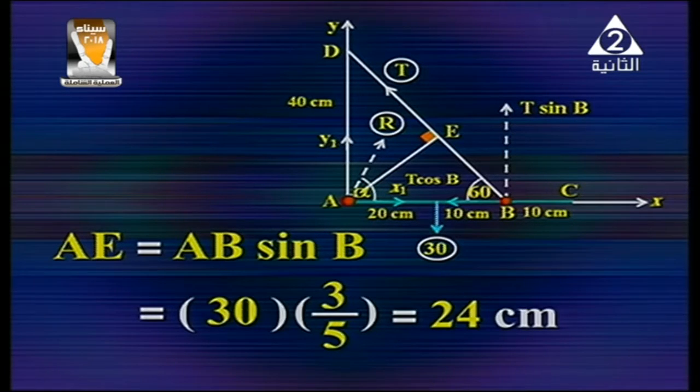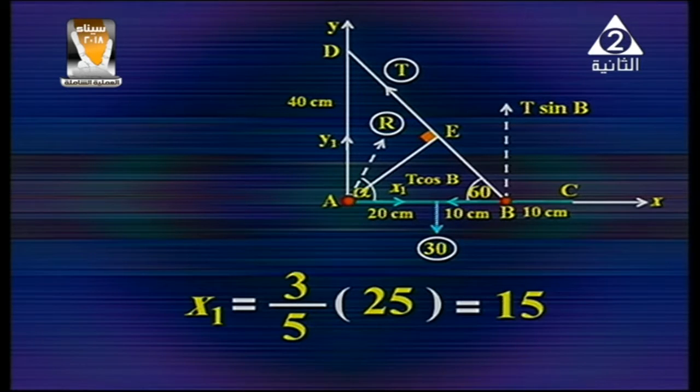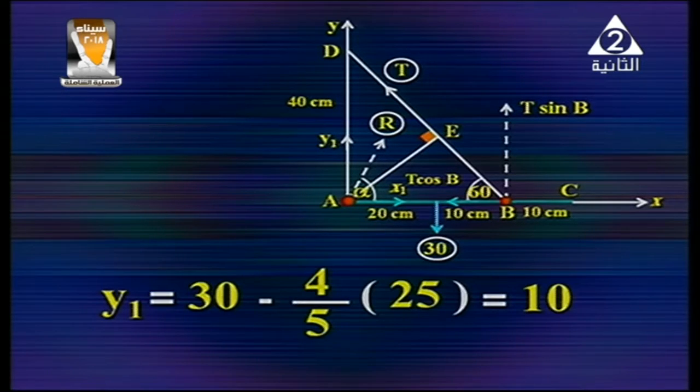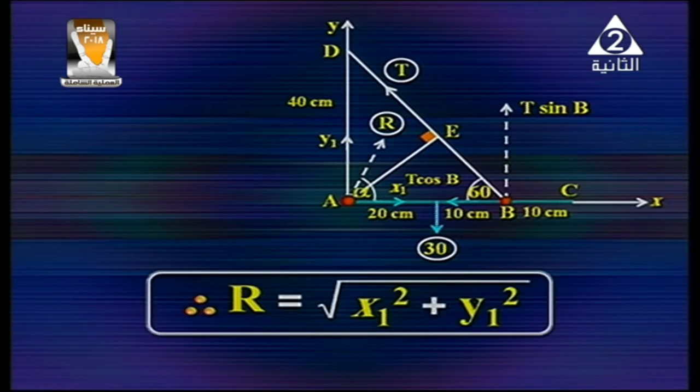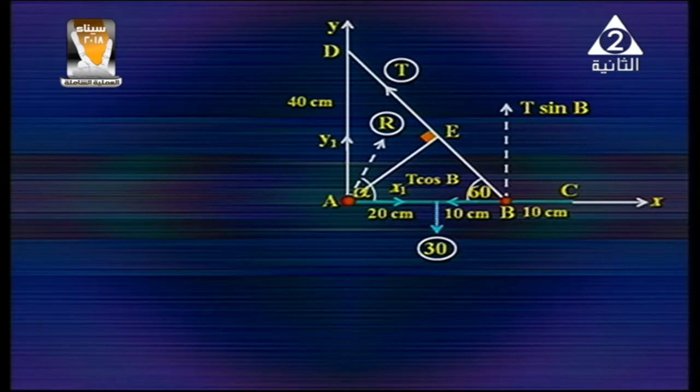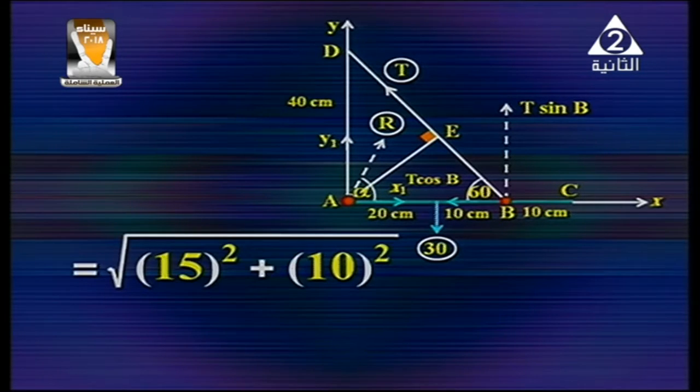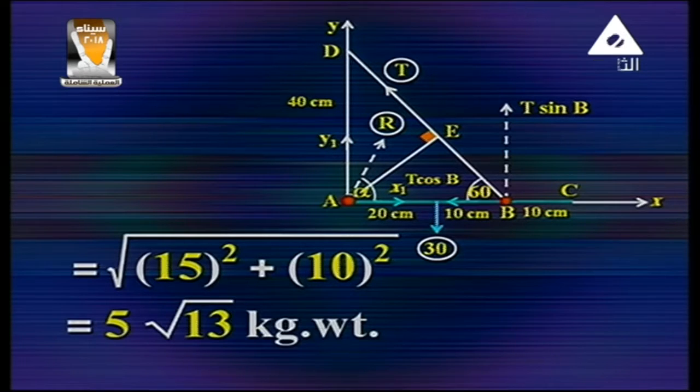By substitution, 30 times 3 over 5 equals 24. X1 equals 3 over 5 times 25 equals 15. Then Y1 by substitution equals 30 minus 4 over 5 times 25 equals 10. Then the value of Y1 equals 10. R equals what? Square root of X1 squared plus Y1 squared. By substitution, the resultant equals the square root of 15 squared plus 10 squared, which equals 5 root 13 kilogram weight.